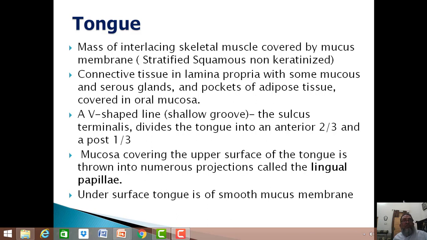It consists of a mass of interlacing skeletal muscle covered by mucous membrane. The epithelium is stratified squamous, non-keratinized. Lamina propria consists of connective tissue with serous glands and adipose tissue. Underneath, the tongue is covered by oral mucosa, stratified squamous, non-keratinized.